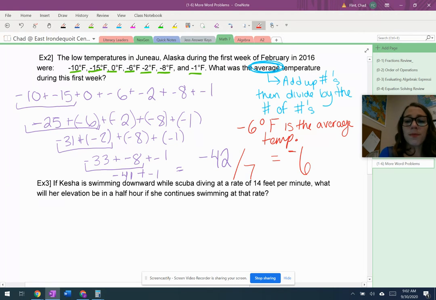Boom. I guess this doesn't need to be as ginormous. There we go. All right, example 2.